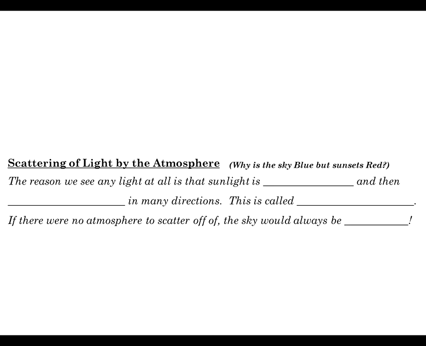I want to consider for a moment the scattering of light by the atmosphere, which is in fact related to why the sky is blue and the sunsets are red. Now, the fact that we look up in the sky and see any light at all is only because sunlight is absorbed and re-radiated in many directions, and that's called scattering. The light is scattered. You can think of it simplistically as being reflected off the atmosphere.